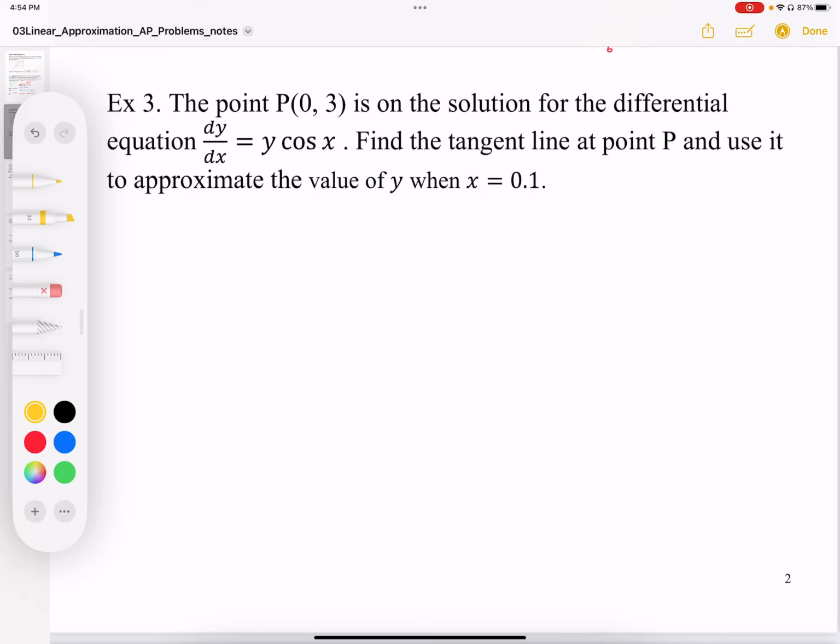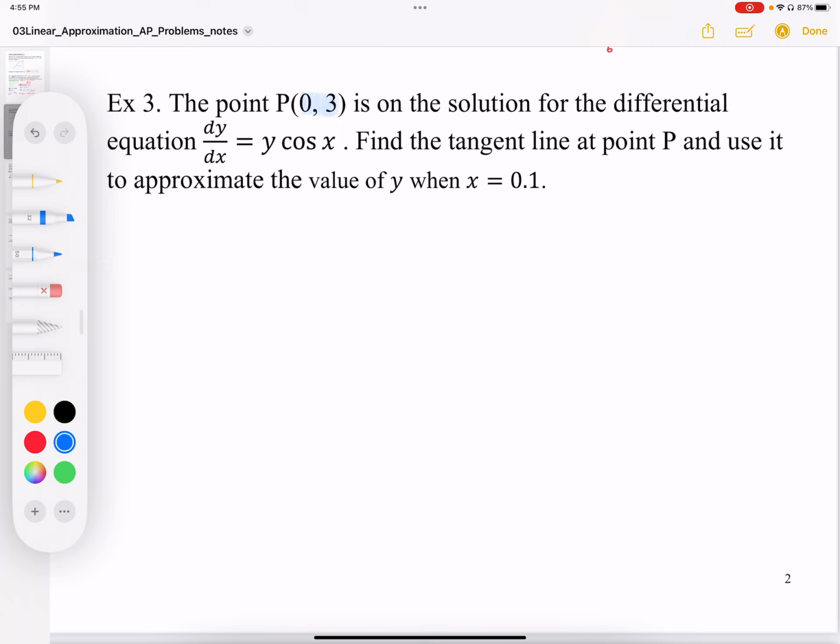So example 3 says a point P(0, 3) is a solution for the differential equation dy/dx equals y cos x. So at x equals 0, y equals 3. It says find the tangent line at point P and use it to approximate the value of y when x is 0.1. So notice that 0.1 is close to the (0, 3) tangent point.